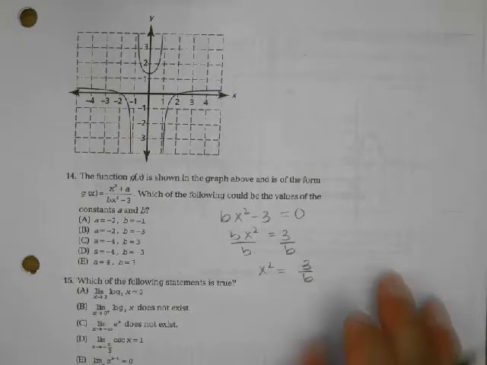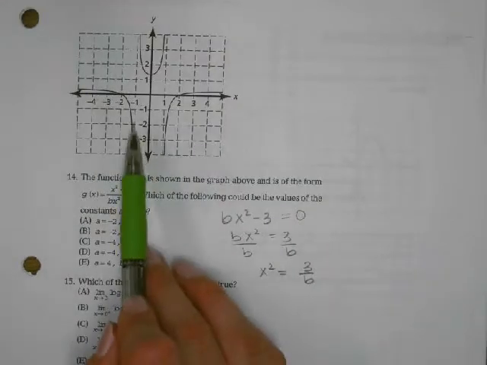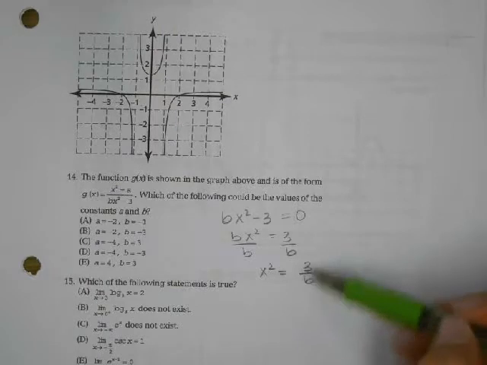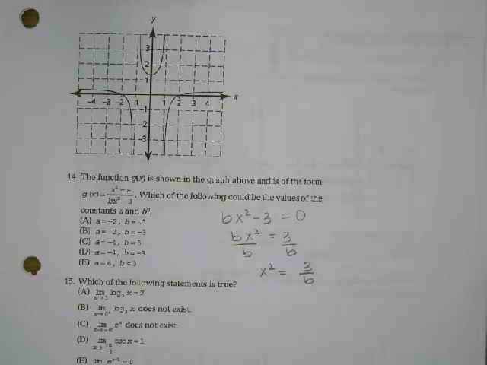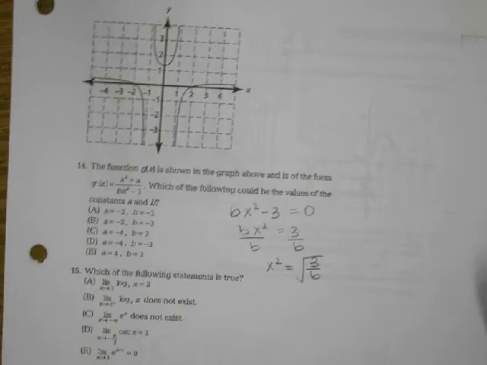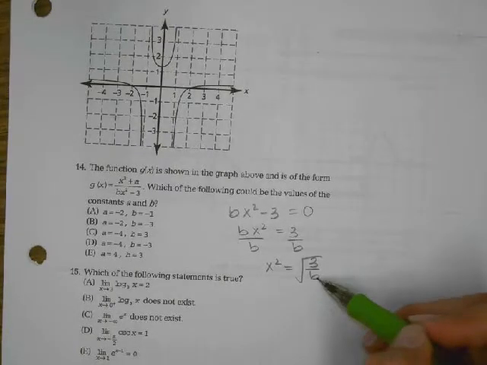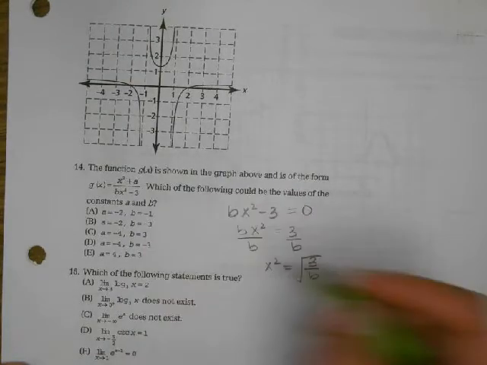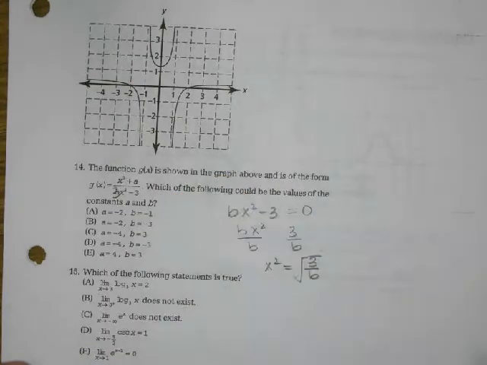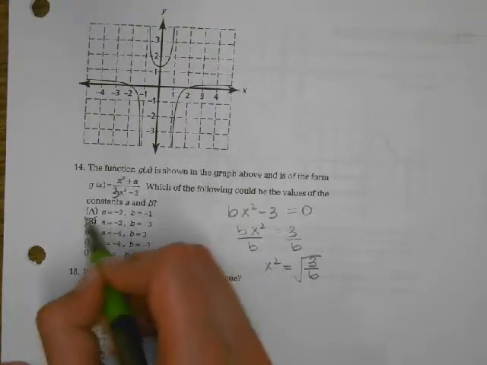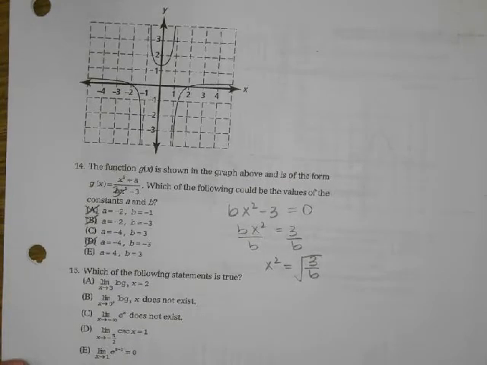And if you look at the picture, you can see that your asymptotes are at +1 and -1. So that means that when we square root this, it has to equal 1. The square root of this fraction has to equal 1. Well, the only thing that equals 1 when you square root it is if you're square rooting 1. So that means that 3 divided by b, it needs to equal 1. And so b must equal 3. So this would be 3x squared minus 3. So that means our b is 3. So that narrows it down a little bit.